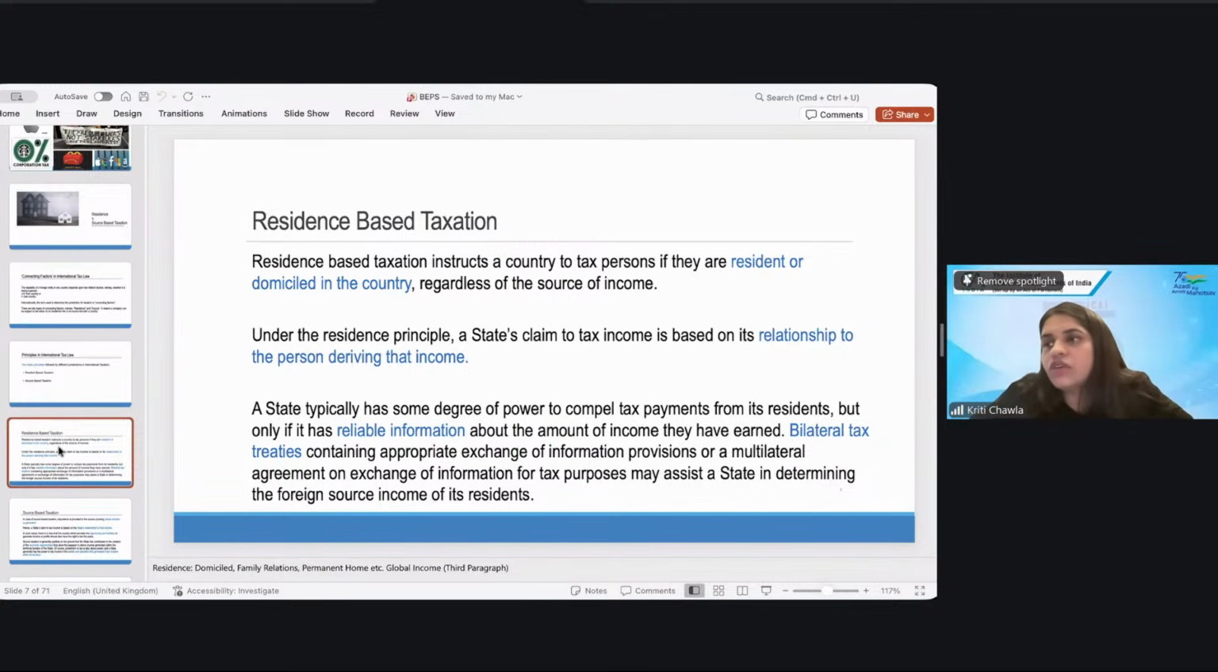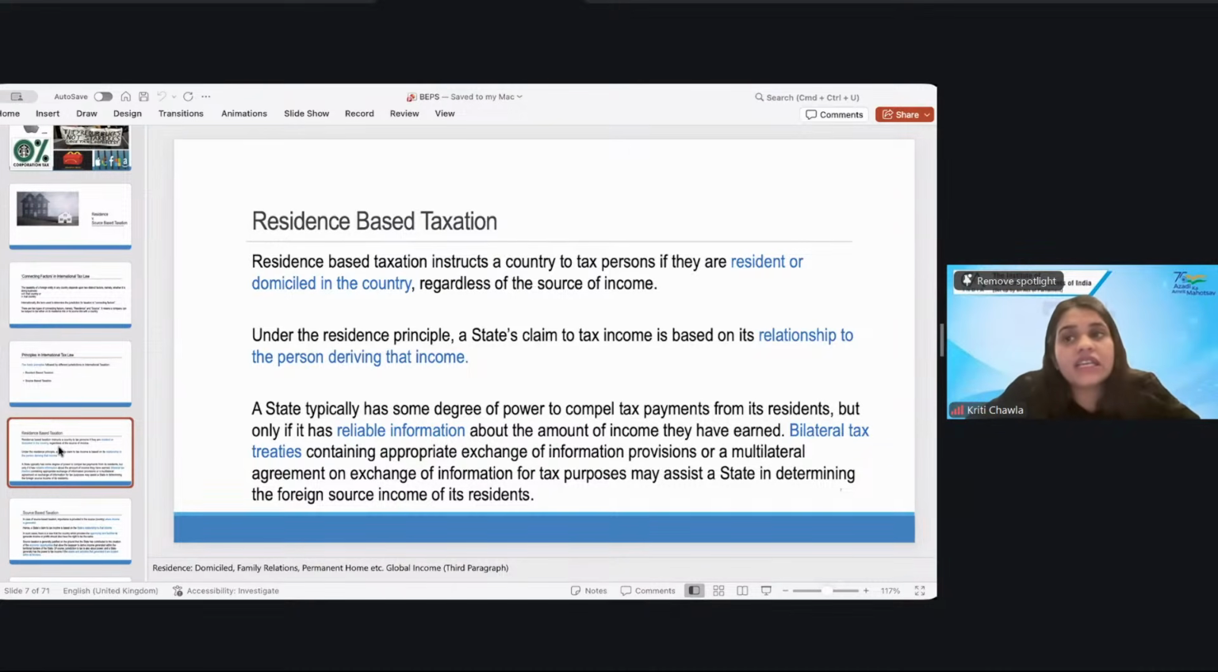Then you could look at Section 6, subsection 3 of the Income Tax Act, and there they talk about residence-based taxation for a particular company. And they say that if a particular company is incorporated in India, it becomes a resident of India. Or, if the place of effective management of a particular company is in India, then it's going to be a resident in India.